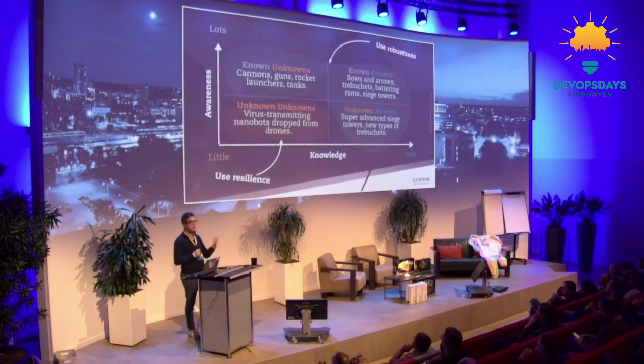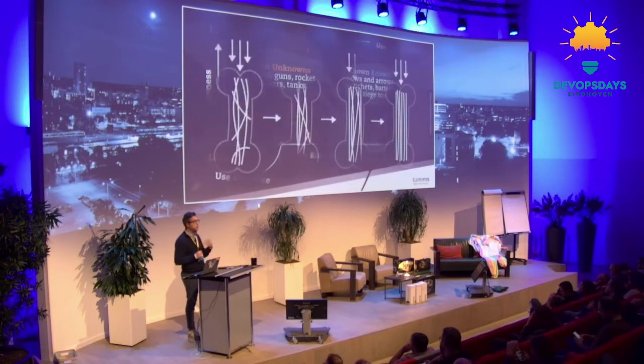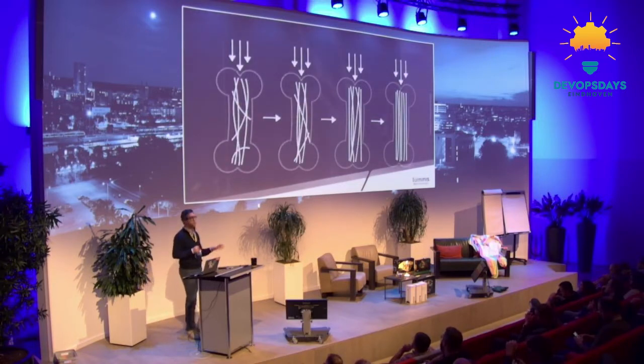If you would be a castle designer, for example, you could mitigate against all these risks, but in the future, your castle might be attacked by a virus-transmitting nanobot dropped from a drone, and then your castle is useless. So what does a resilient system look like?